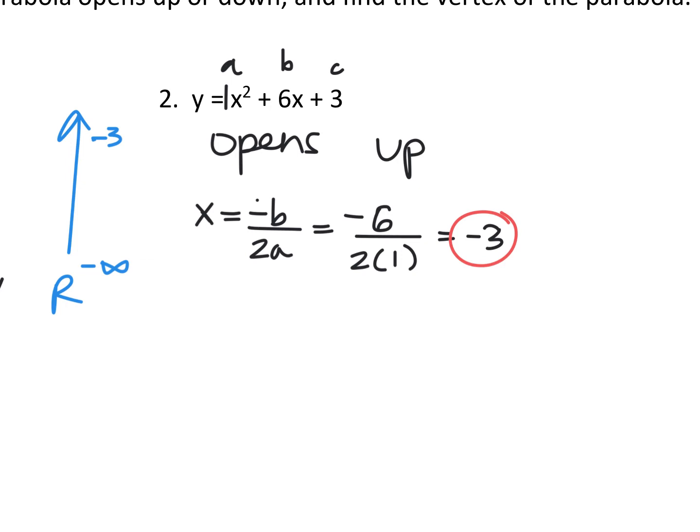To get my y value, where do I put this -3? Back in x. So it takes this spot. So we'll write our equation again the exact same way, but instead of putting x, we'll put -3. Sorry, this is our axis of symmetry. My axis of symmetry is x equals -3. That's where we're plugging back in.